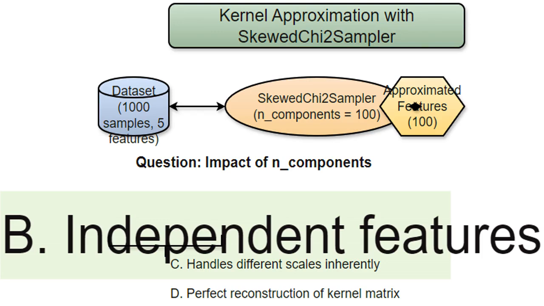This statement suggests that the new 100 features are unrelated to each other. That's not necessarily true. The SkewedChi2Sampler doesn't guarantee this feature independence. They're likely related because they are all generated from the same original data.